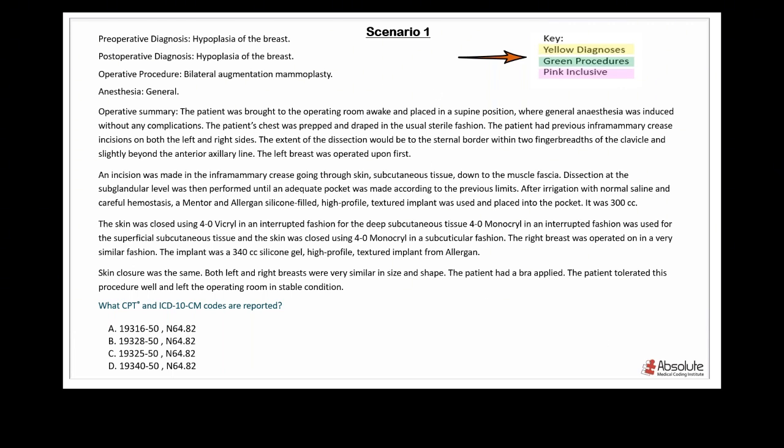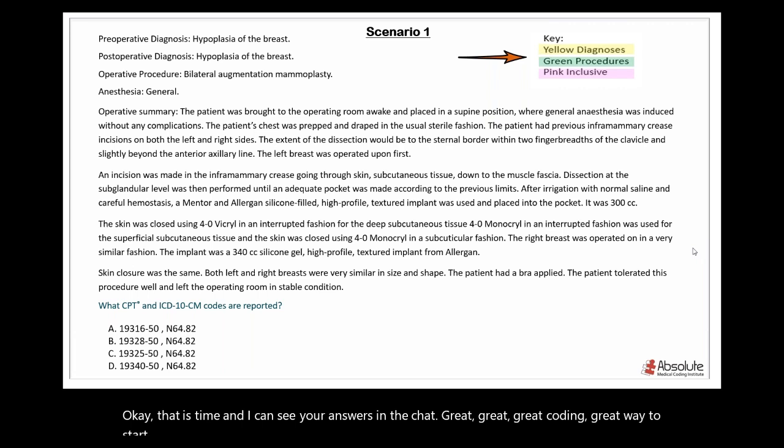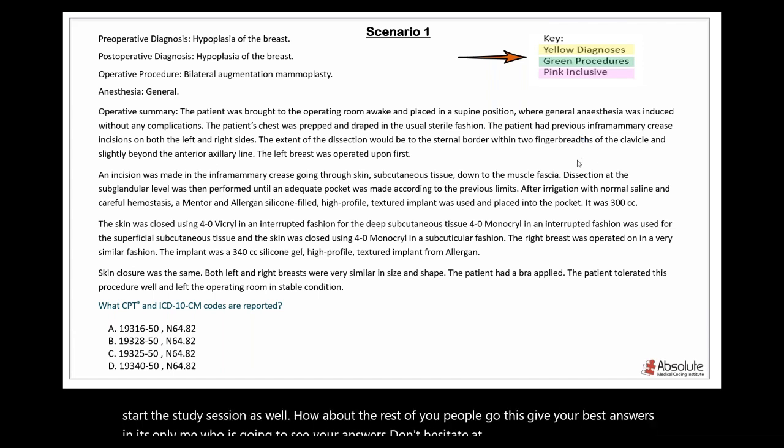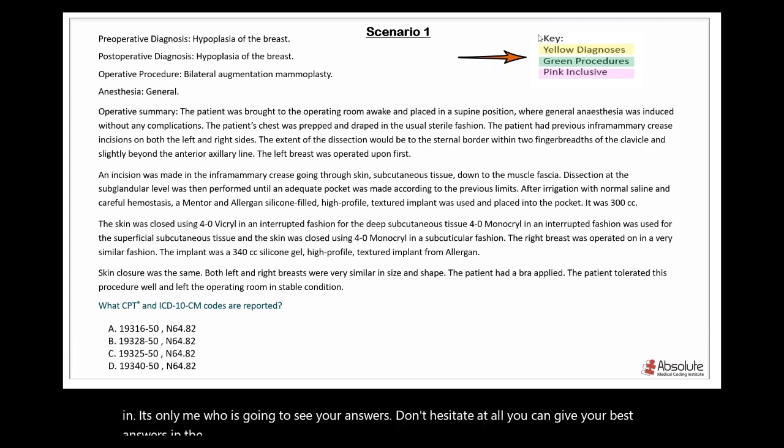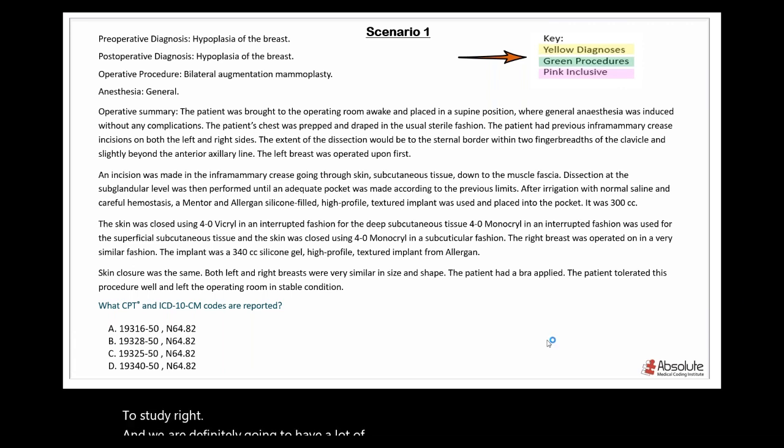Okay, that is time, and I can see your answers in the chat. Great, great, great coding. Great way to start the study session as well. How about the rest of you, coders? Give your best answers in. It's only me who's going to see your answers. Don't hesitate at all. You can give your best answers in the chat. And even if you're getting it wrong, don't worry. We are here to study, right? And we are definitely going to have a lot of aha moments in these 4 weeks of group study sessions.